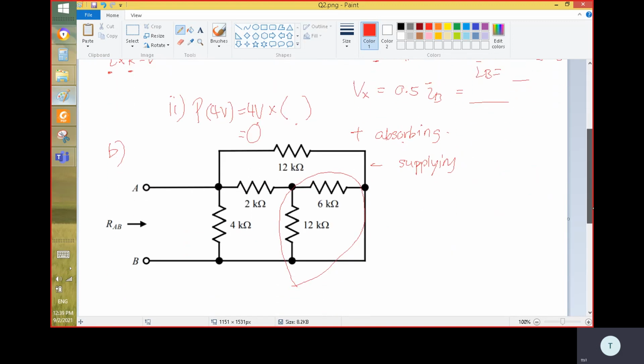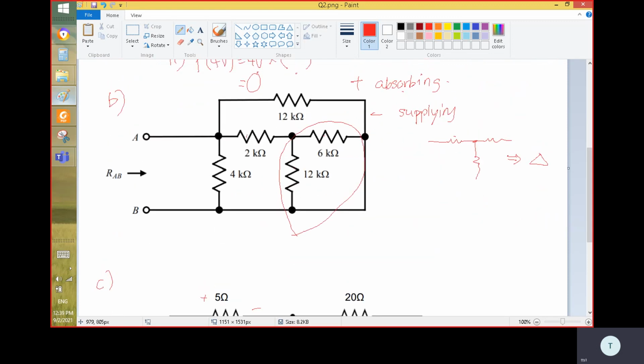So for part B, you are given this circuit here. Actually, you can use the one we learned. See, here's a star. Here's a star. This one's a star. You can use the formula we learned, convert from the star to the delta. Okay, you can do this technique.